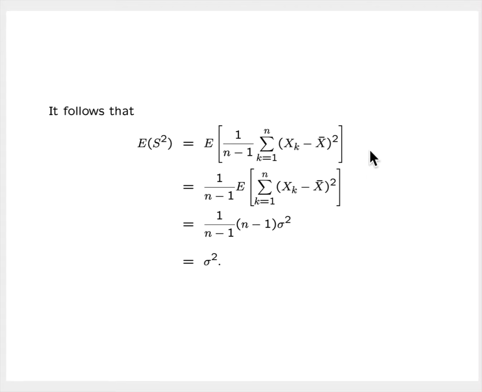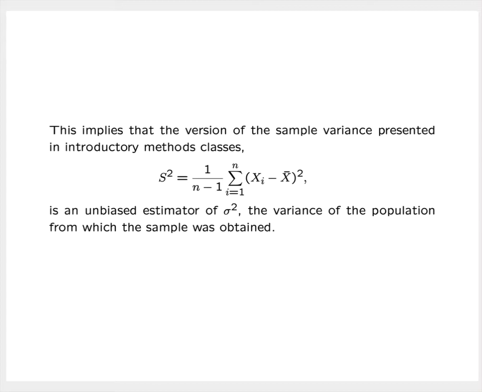And it turns out, using the results that we've just obtained along with the linearity property of the expectation operator, that the mean of the sampling distribution of s squared, the expected value of s squared, is just sigma squared itself. And so this implies that the version of the sample variance presented in introductory methods classes, again given here, is an unbiased estimator of sigma squared, the variance of the population from which the sample was obtained.